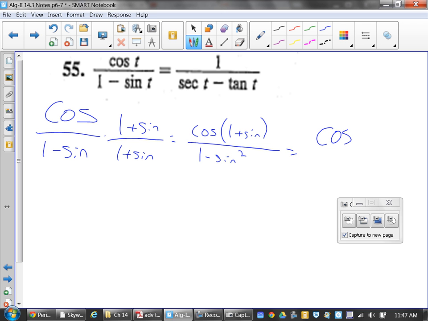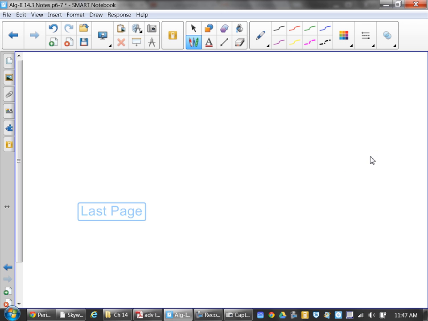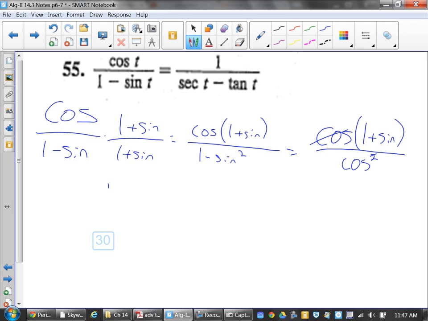So then you end up with... What is sine over cosine? I don't really know what to do with this. You just gotta pull it apart. One over cosine plus sine over cosine, which in other words is one over secant plus tangent. Straight fire.